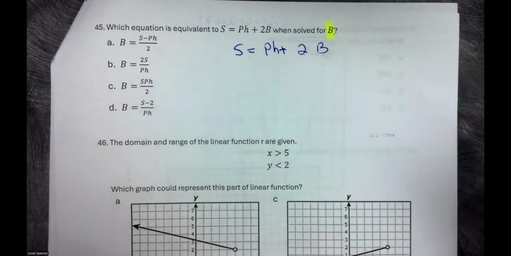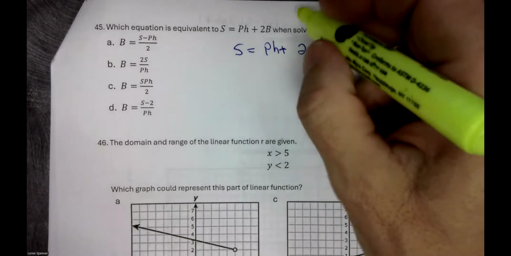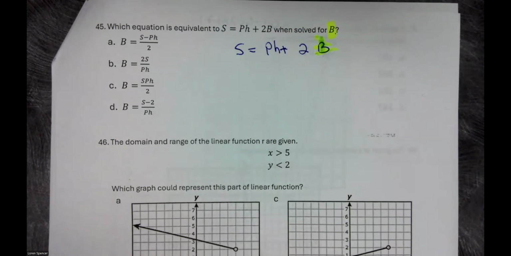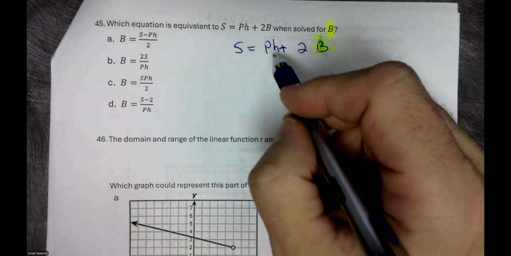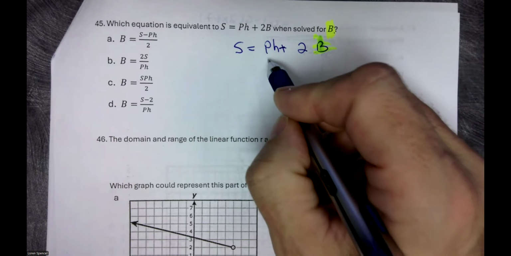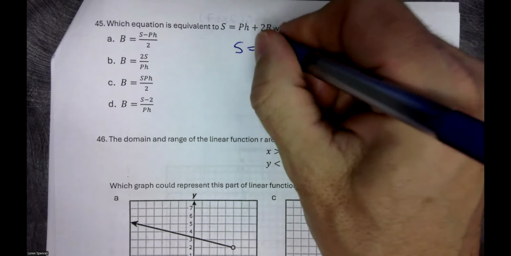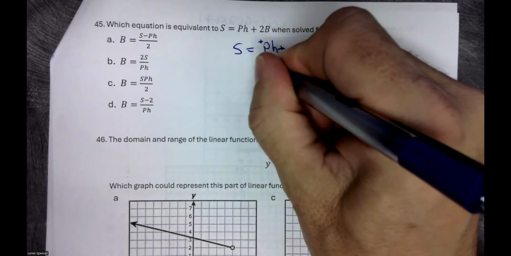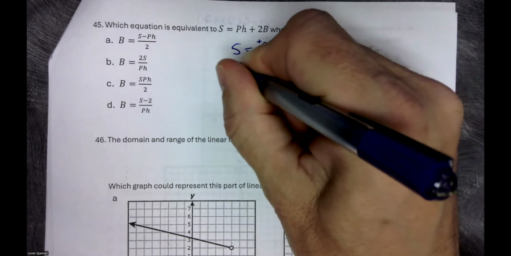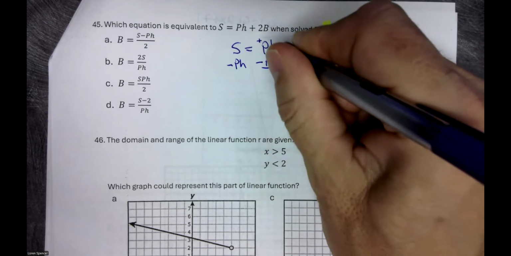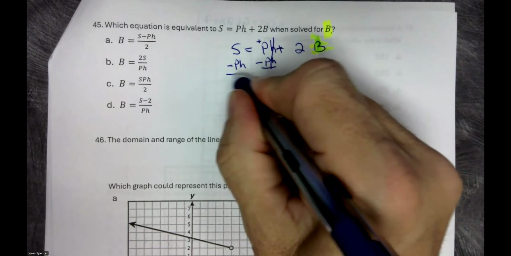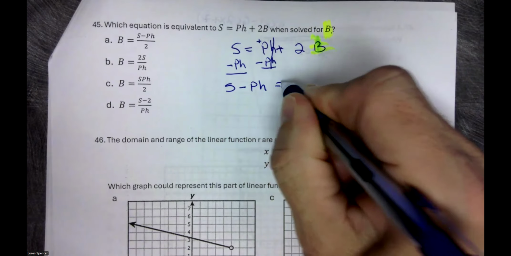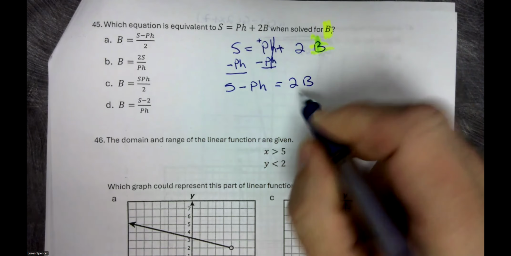So the goal is to get B by itself. I rewrote it so I have room. To do that, I'm going to start off by moving the things farthest away. So I need to move this PH. Technically, this is a positive PH, so I need to move it to the other side, so I'm going to make it a minus PH. So this goes away, and this just becomes S minus PH equals 2B.